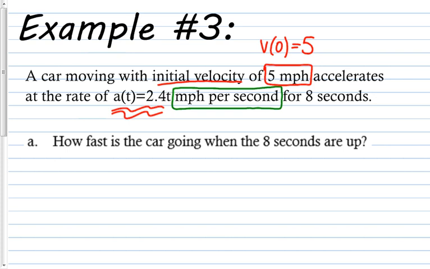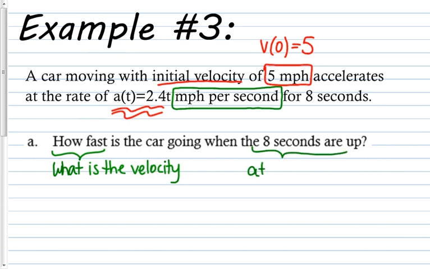Let me break that down. How fast means what is the velocity? How fast is the car going when the 8 seconds are up? The 8 seconds are up means at t equals 8. So basically, what is the velocity at t equals 8 for this car?